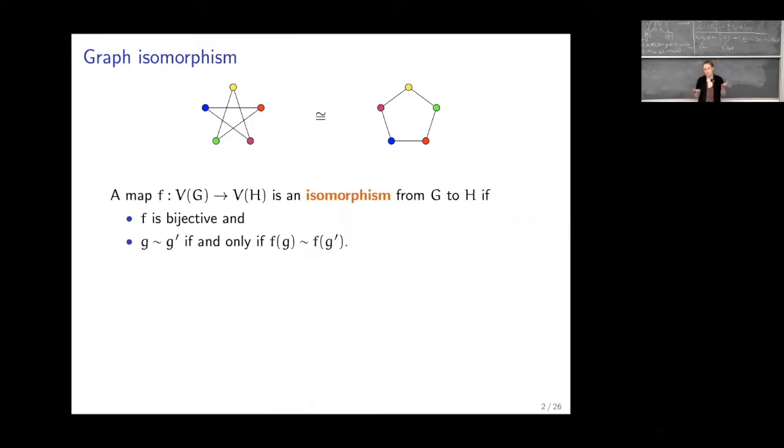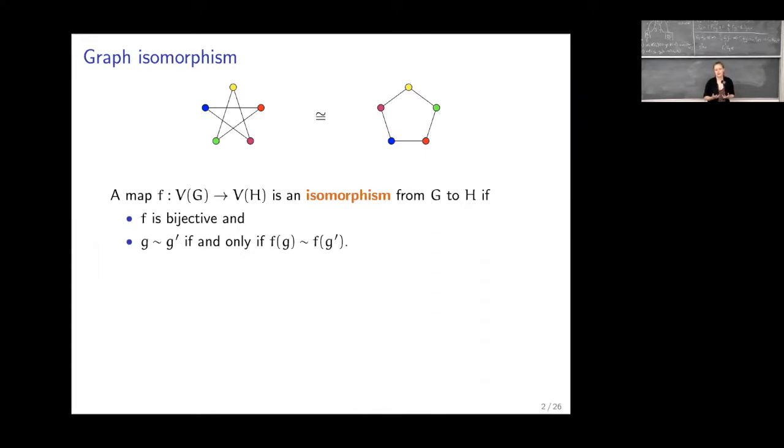The idea is that we say two graphs are isomorphic if they are the same, but perhaps we've labeled the vertices differently. If you wanted to prove to someone that two graphs are indeed the same, there are several ways you could do it. One would be by exhibiting this isomorphism map, this function f, that tells you how to match up the vertices between the two graphs.